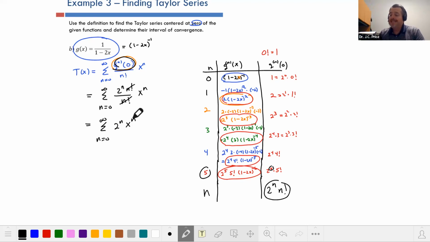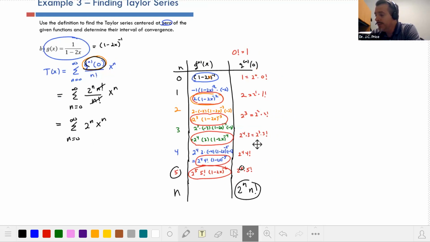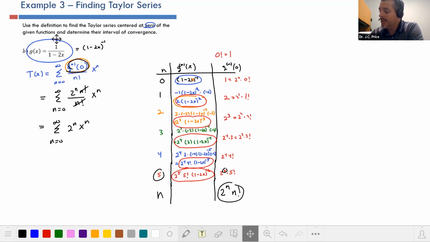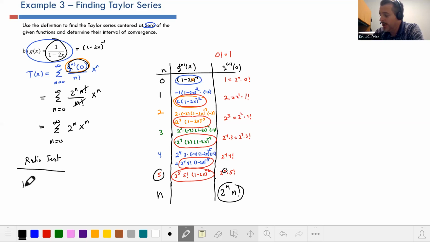Now, we still need to determine where it's going to converge, and where it converges, that's where it's going to be equal to that function. So how do we find out where it converges? Well, we're going to run that ratio test, and that'll tell us the radius of convergence. Then we can use that to determine the interval of convergence. So we're going to look at the limit as n goes to infinity, and we're going to take this guy right here. So take the absolute value, look at the n plus 1 term, and divide by the nth term.